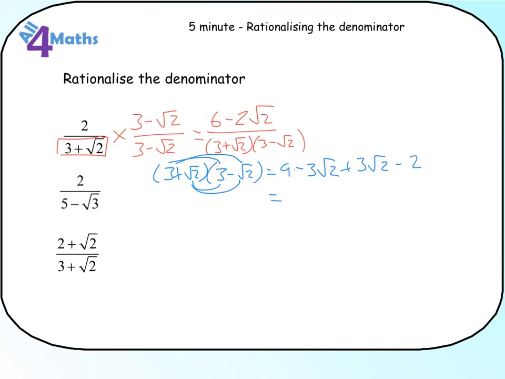This simplifies down quite nicely because you end up with 9 take away 2, which is 7. And then minus 3 root 2 plus 3 root 2 cancel each other out. So all you're actually left with on the bottom of your fraction is 7. So I can rewrite this at the top as 6 minus 2 root 2 over 7. Obviously at this point, if you did need to simplify it, you would, but this one's already simplified.